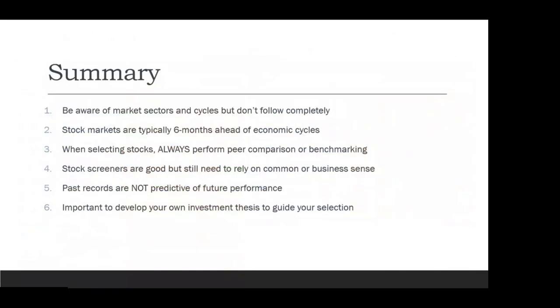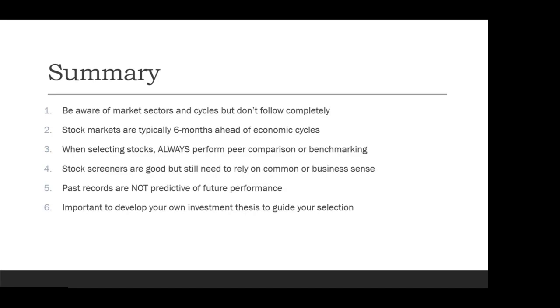Okay, I'll move on. So in summary, I just want to share these 6 points. So firstly, be aware of the market sectors and cycles, but don't follow completely. Stock markets are typically 6 months ahead of economic cycles. And when selecting stocks, always perform peer comparison or benchmarking. Because if you want to compare DBS against something that is unrelated like Singtel, you look at the ratio, it just doesn't make sense, right? So if you want to decide to enter into this particular stock or shares, please do a peer comparison or industry benchmarking. Okay, that would be the best way to do it.